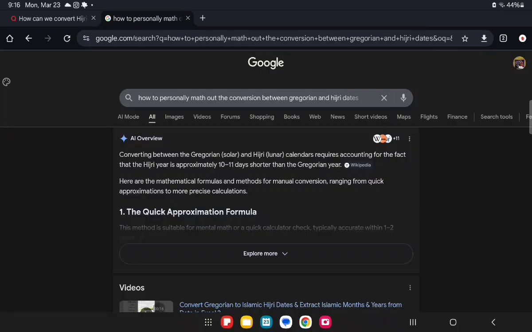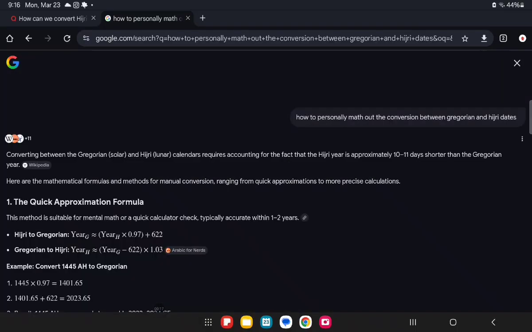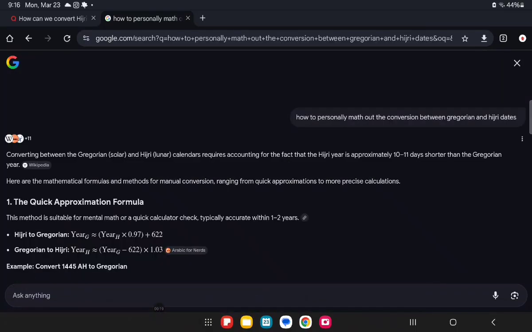With some math, I think. So, how to personally math out the conversion between Gregorian and Hijri dates.